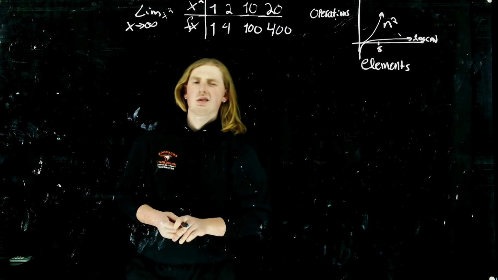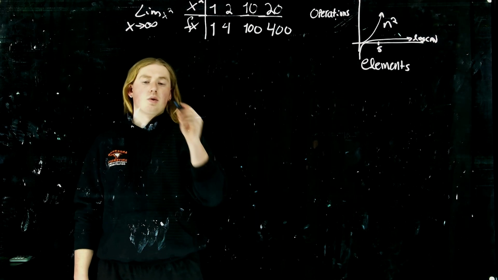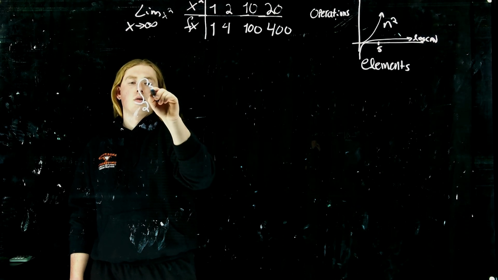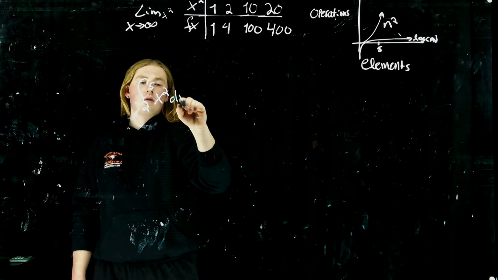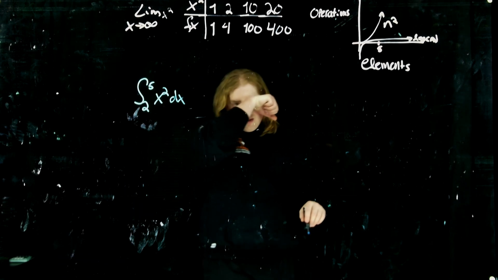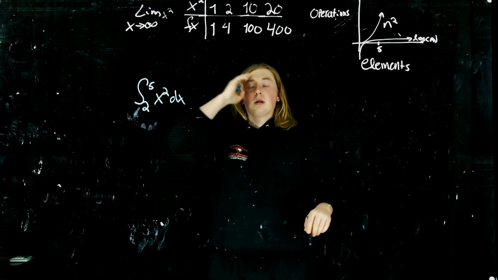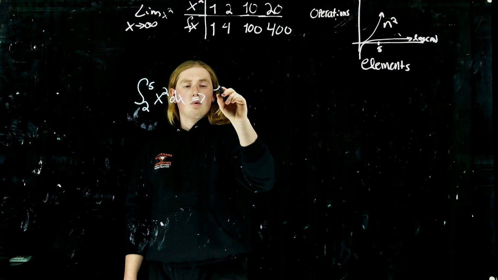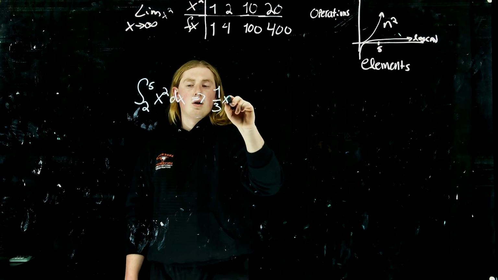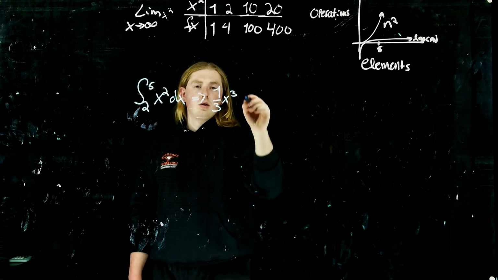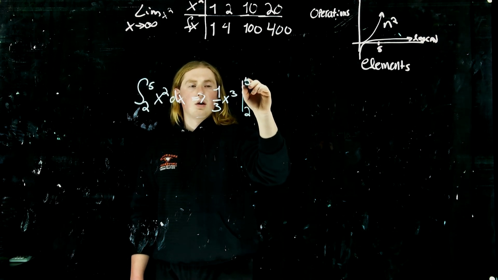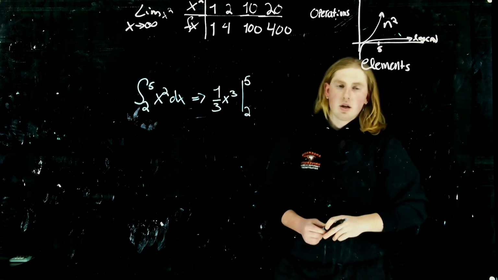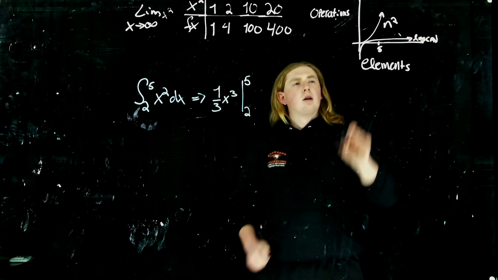Now, we're going to integrate x squared. So we're going to do between 2 and 5. This dx right here is important because dx tells us that we're doing an integration. So the integration of this is going to be 1/3 x cubed between the bounds of 2 and 5. So we're using this integration to calculate between 2 points.